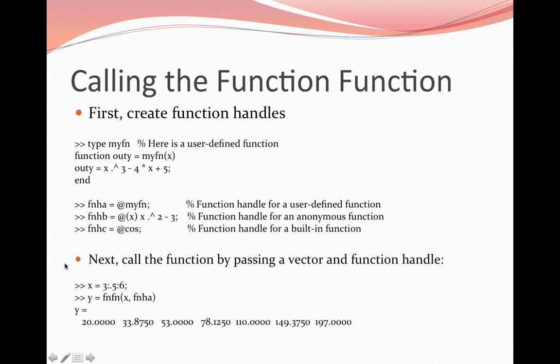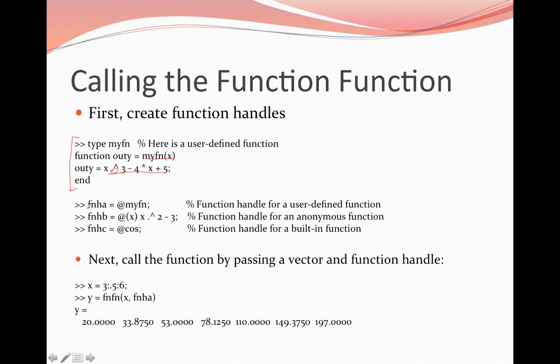So first what I'm going to do is create several function handles. I'm going to create function handles for a user-defined function. So first of all, here's a function that I've defined as myfn. I'm just using type here to display the contents. With that function, we're passing x, and it's going to give us x cubed minus 4x plus 5, or since I've used the dot operator here, x could be a vector or it could be a scalar.